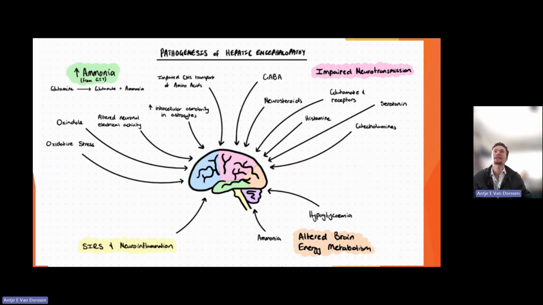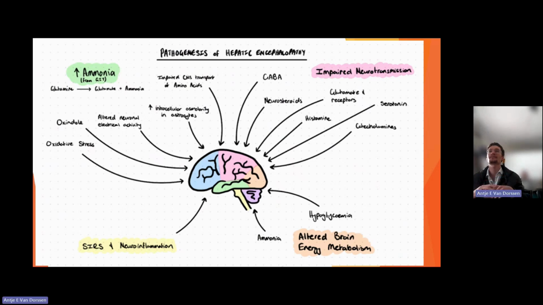This is how hepatic encephalopathy comes about, and it's really multifactorial. You can see that it's actually a poorly understood process, and it's not just raised ammonia means confusion. The high ammonia levels from the GIT mean that glutamine in the system is broken down into glutamate plus ammonia. And this can impair CNS transport of amino acids, increase intracellular osmolarity in the astrocytes, which are like little workers in the CNS, alter the neuronal electrical activity, buildup of oxindole, and increased oxidative stress in the CNS.